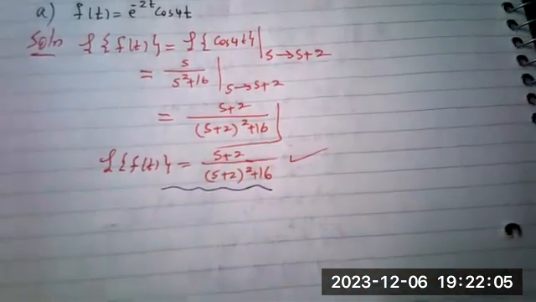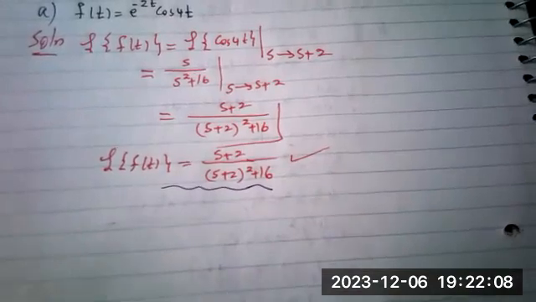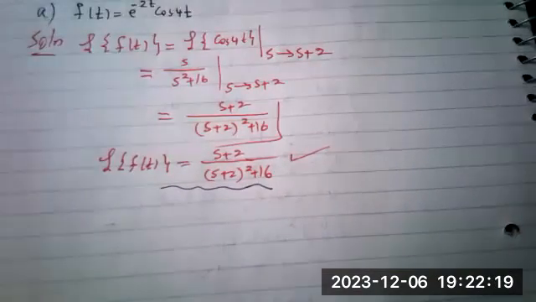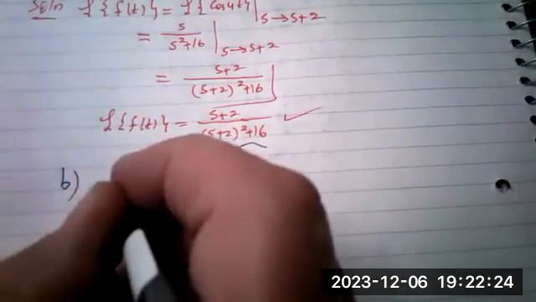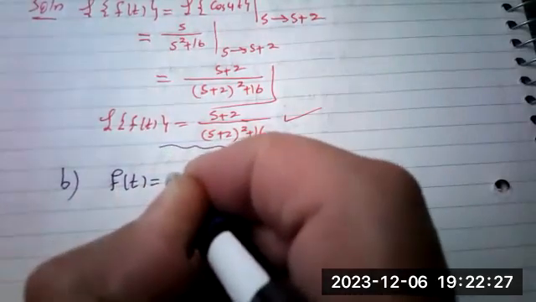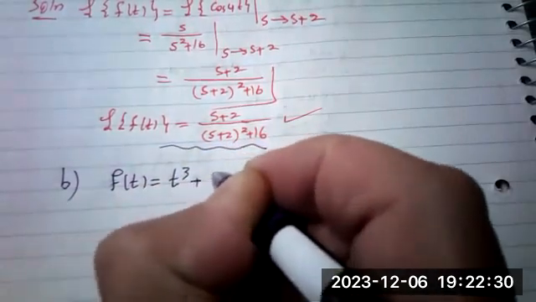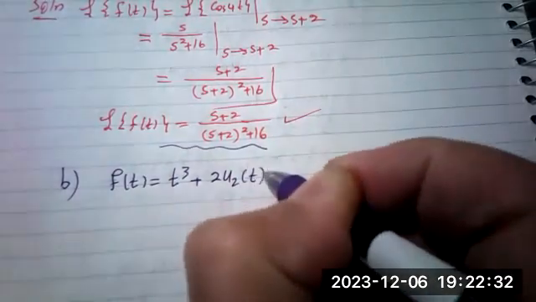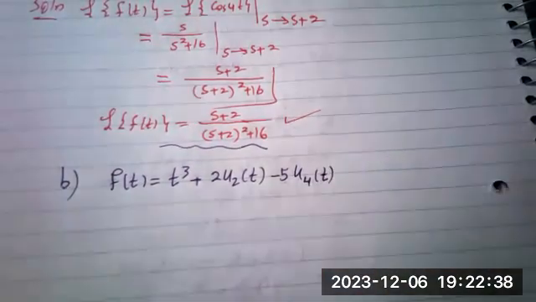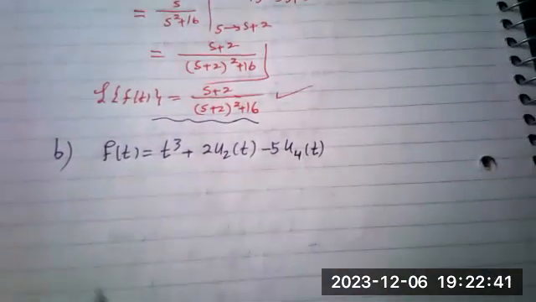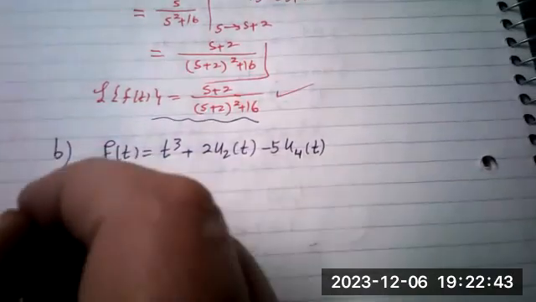The next one is regarding the unit step function, u_c(t). What's the Laplace of u_c(t)? e to the negative cs over s. There you are. So part B, the function is f of t equal to t cubed plus 2 u_2(t) minus 5 u_4(t). See? So this is the solution.